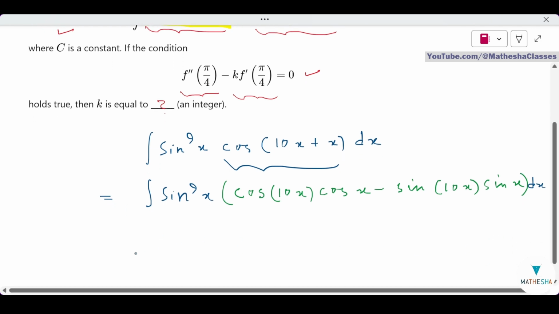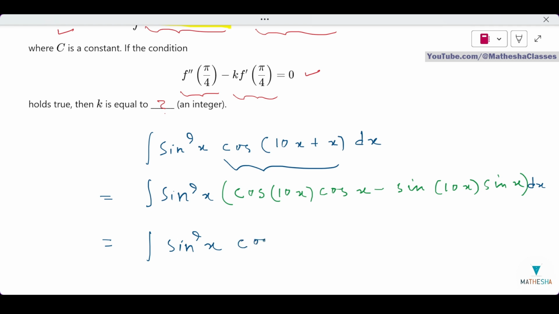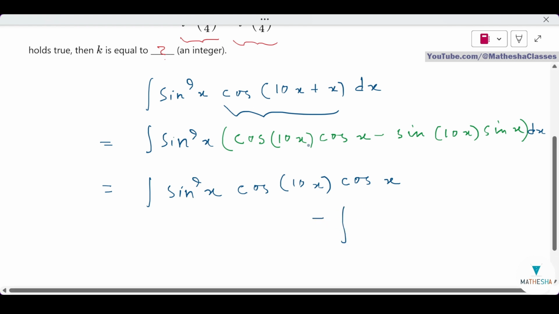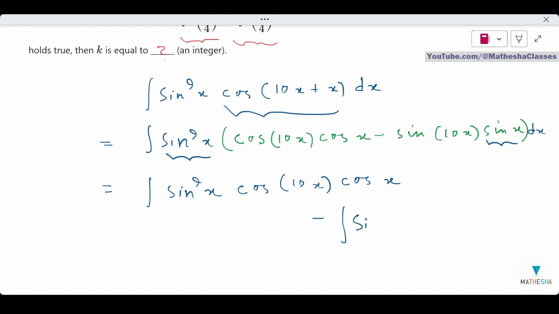So now if you split this, the first term will be sin 9x cos 10x cos x, and the second term will be sin 9x and sin x will make it to sine to the power 10x, product sine 10x dx.